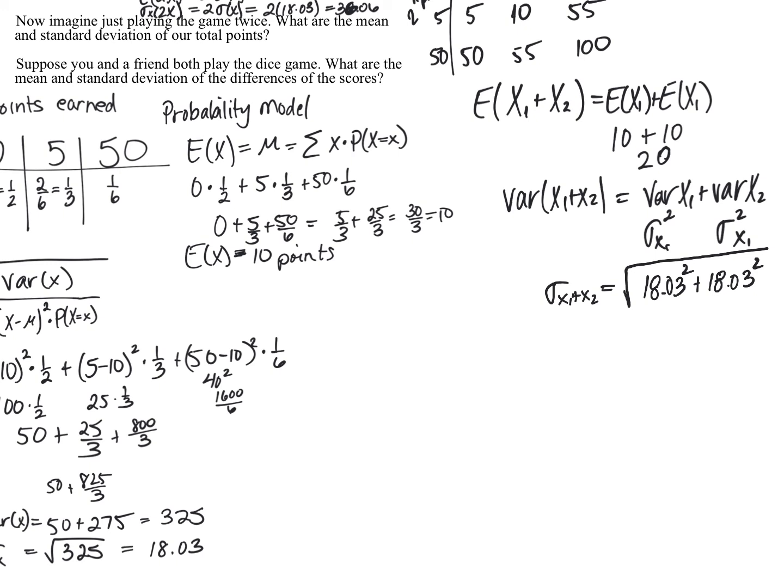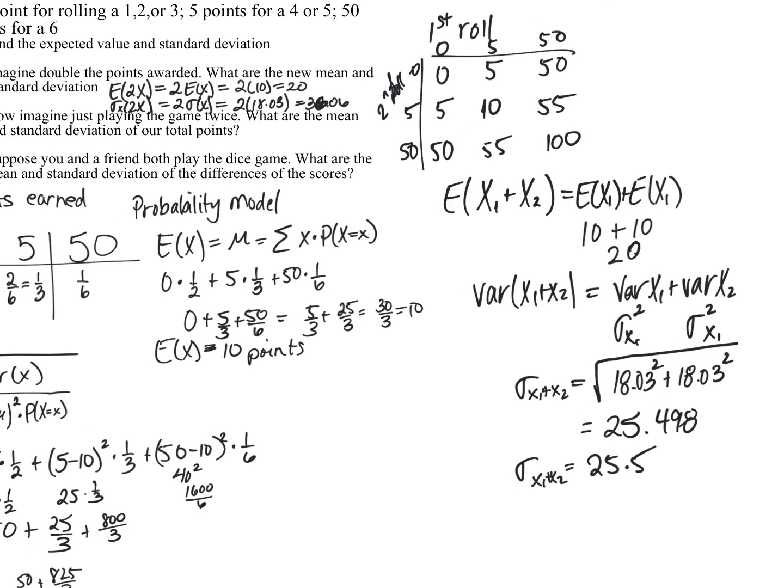I'll do it real quick in a calculator. 25.498, or 25.5, is the standard deviation of playing the game twice. Okay, so my new standard deviation is 25.5. Now the variances will always add whether or not we add or subtract the points, because we're going to get more spread out. And so I want to show you that next.